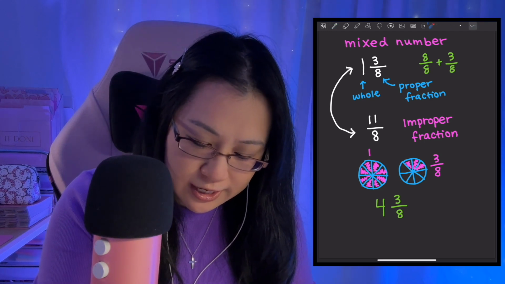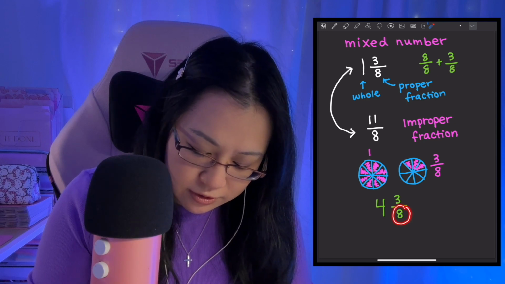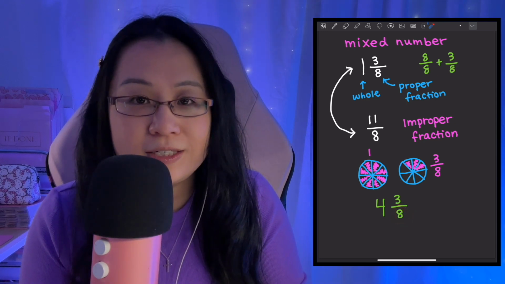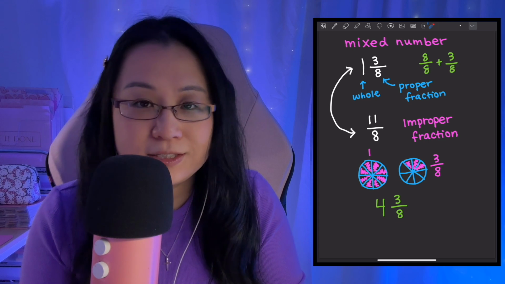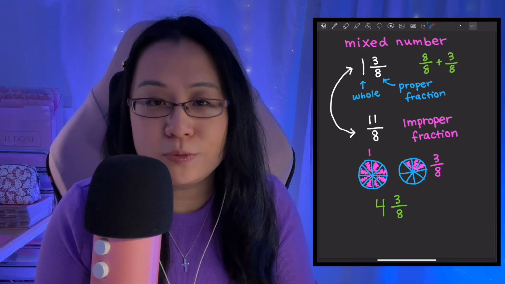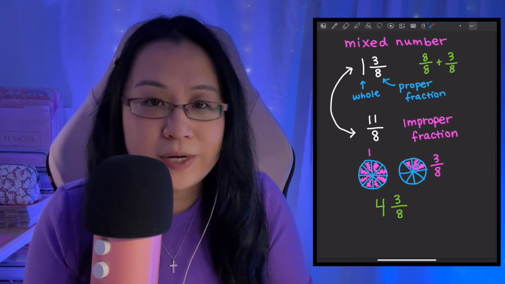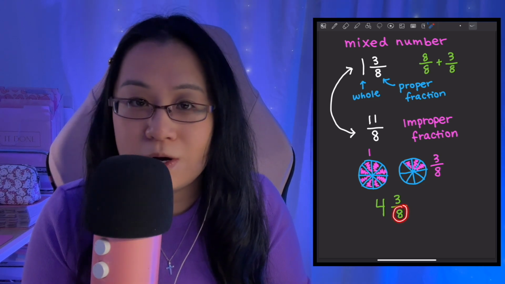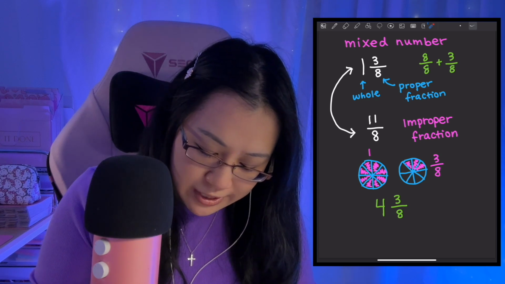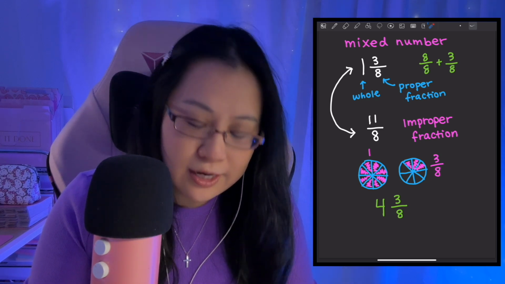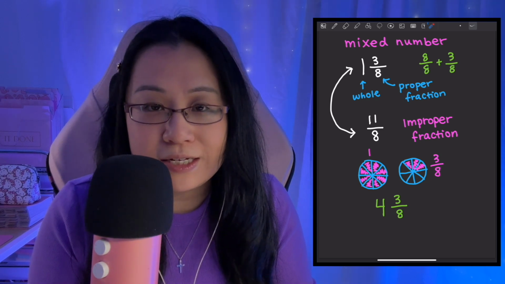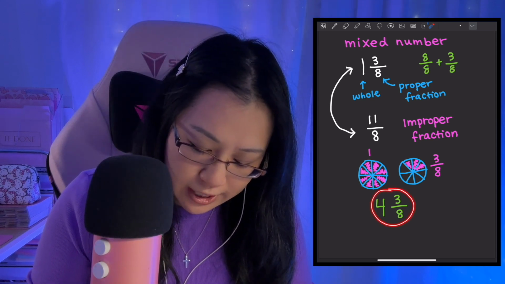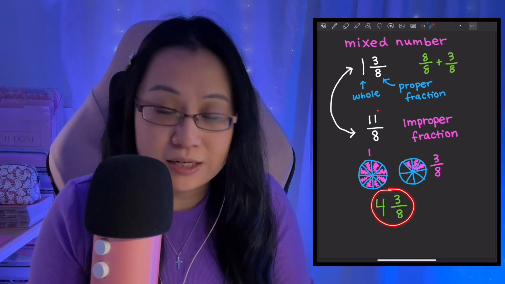And so again, our pizzas are divided into 8 equal slices. Each pizza is going to be divided into 8 equal slices, so that each slice is 1/8. So now, if the question is, how many 1/8 slices are there in 4 and 3/8 pizzas?